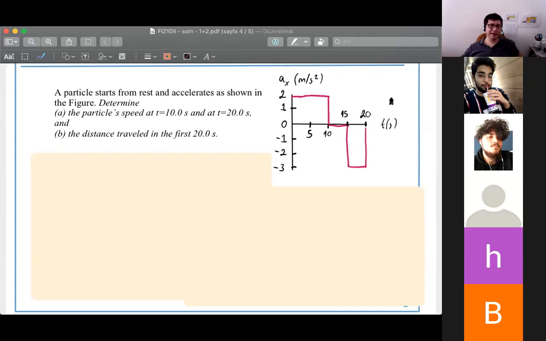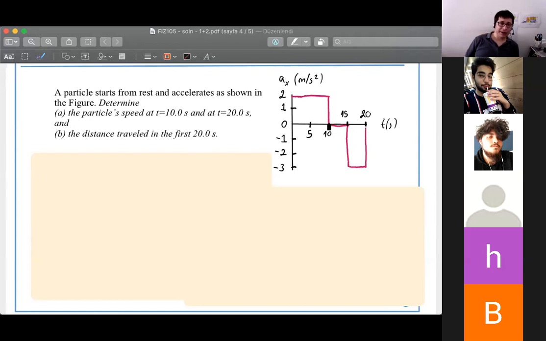So, this is the AT graph. It shows the evolution of acceleration of an object versus time. See, in the first 10 seconds, the object has acceleration of 2 meters per second square in the positive x direction, okay? And then see, in this region, the object moves with zero acceleration, which means that the object is moving with constant velocity, okay?